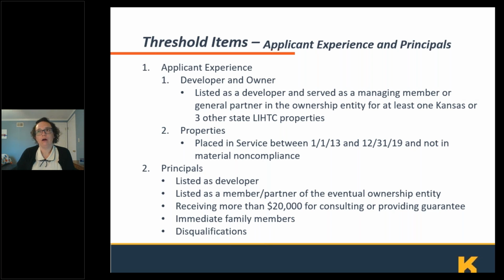Also, we receive 3 times as many applications as we are able to fund. And so by having that experience, we're also able to manage the number of applicants that we allow. To qualify as a principal, you have to be listed as a developer, listed as a member and partner of the eventual ownership entity, receive at least $20,000 for consulting or providing a guarantee, or be an immediate family member of any of those entities above. And then there's a list of disqualifications in the QAP also.